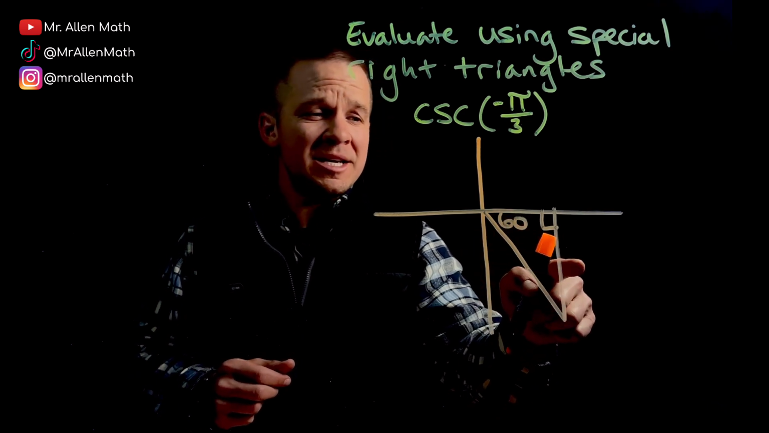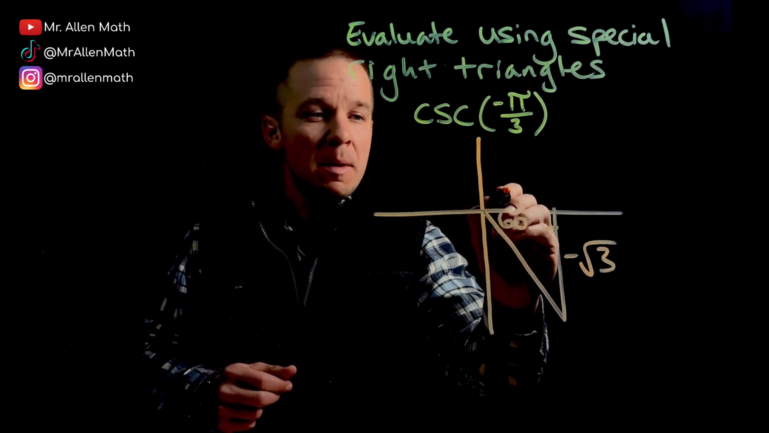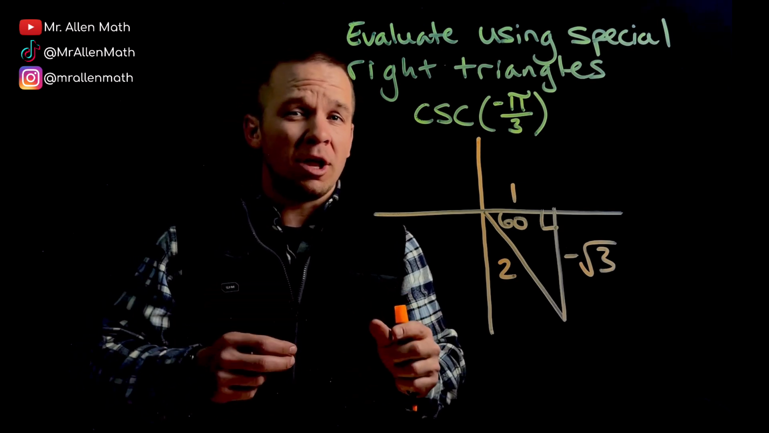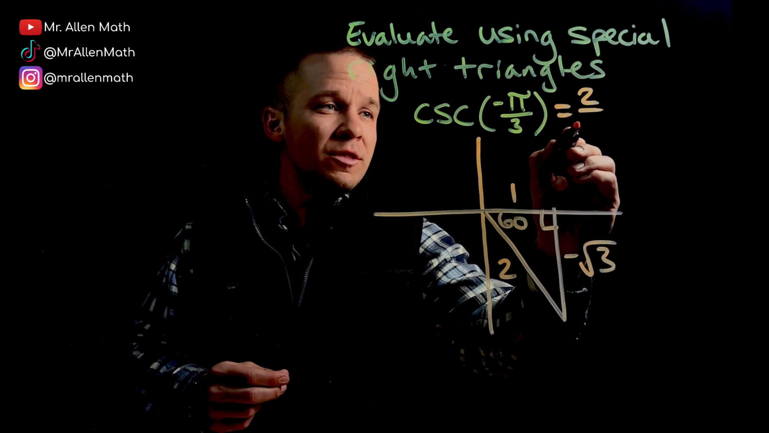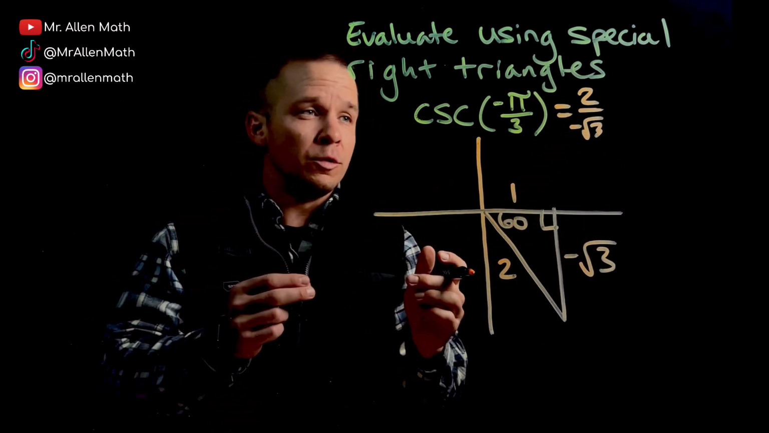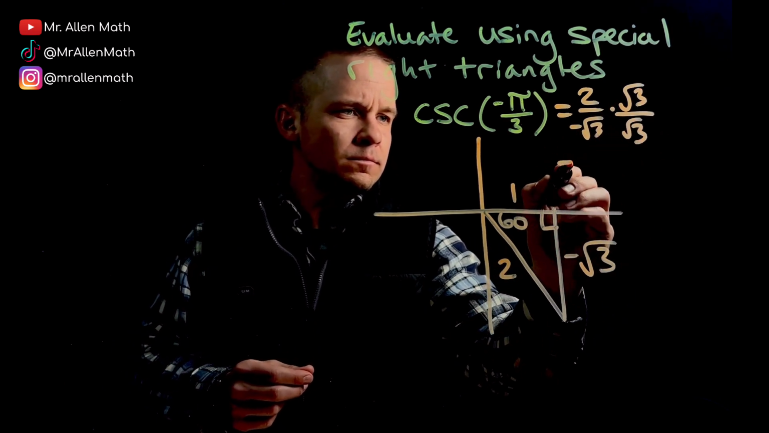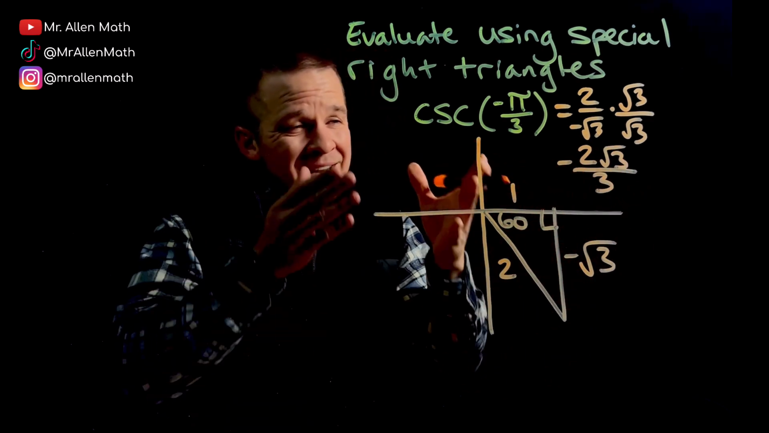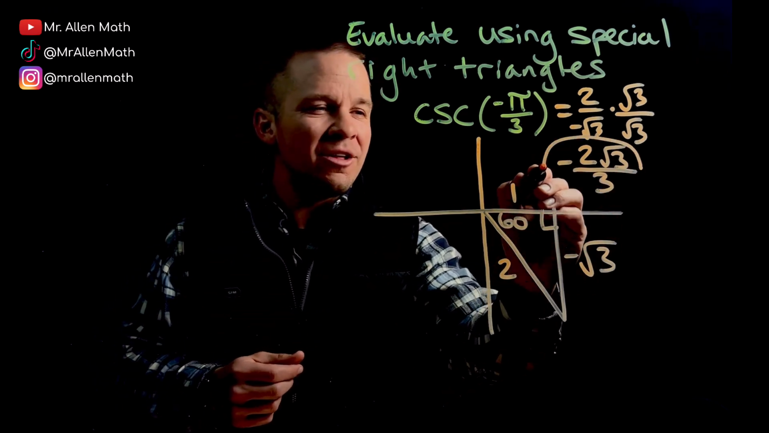Now across my 60 is root 3, but because it's going down, that bad boy's negative. Next to the 60 is going to be +1, and my hypotenuse is going to be 2. Cosecant is the reciprocal of sine, so instead of opposite over hypotenuse, it's going to be hypotenuse over the opposite. Now I've got to rationalize this by multiplying by root 3 over root 3. Next, I've got to see if I can simplify. 2 and 3 do not reduce. This is going to be my final answer right here.